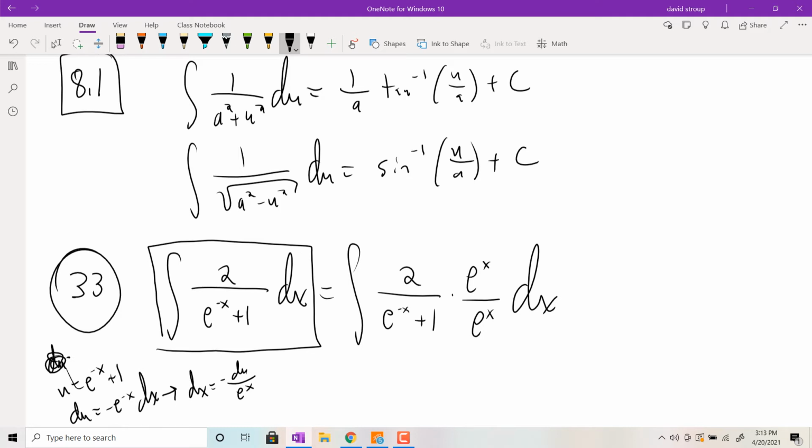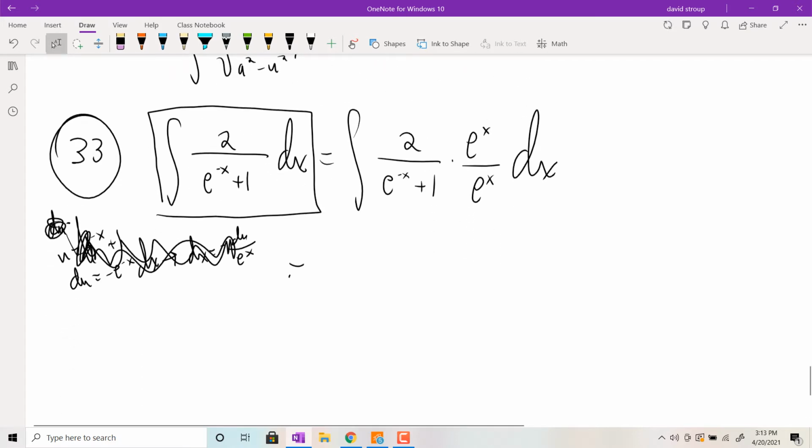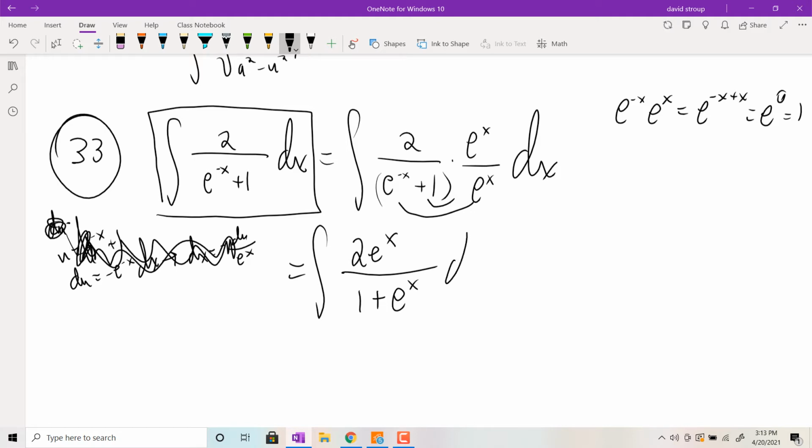Yeah, I take it all back. But this is just a clever trick, I guess, you could do. Anyways, let's look at this. So in the numerator, you get 2e to the x. And the denominator, when you distribute, e to the negative x times e to the x. That's rules of exponents. That's just e to the negative x plus x, which is e to the 0, which is 1. Okay. So you would have 1 plus e to the x times 1, e to the x.